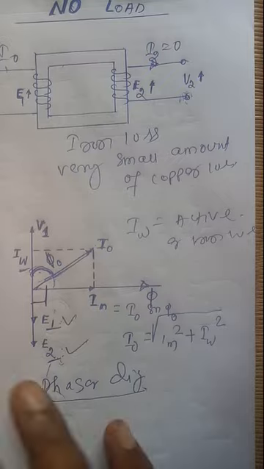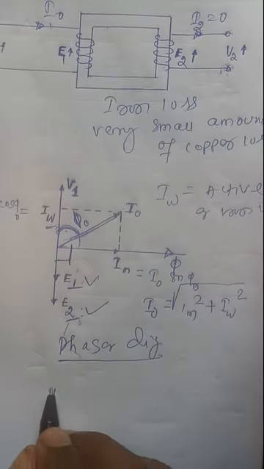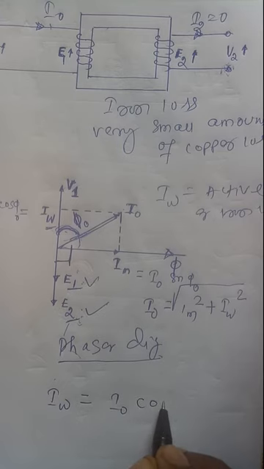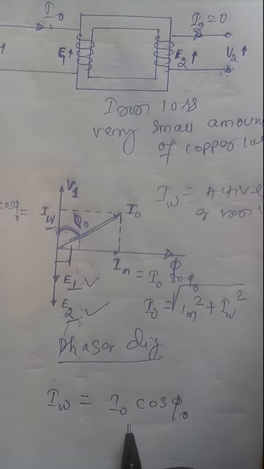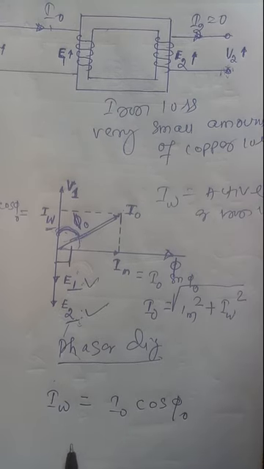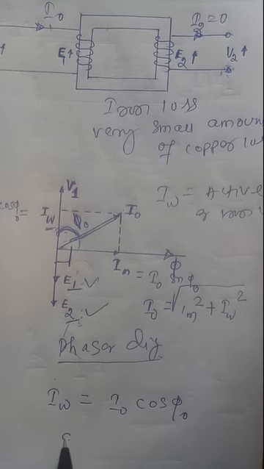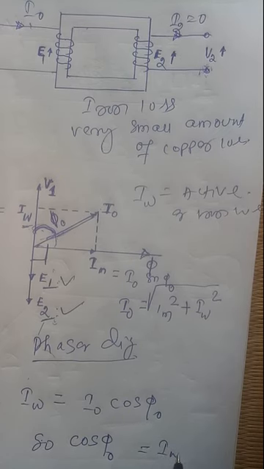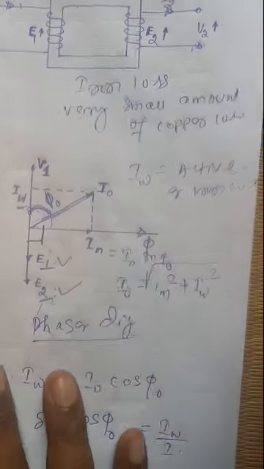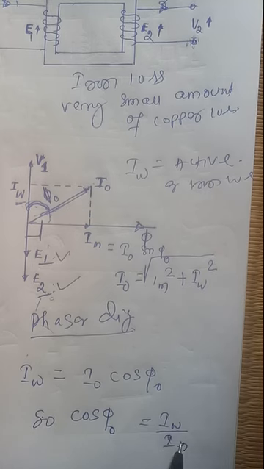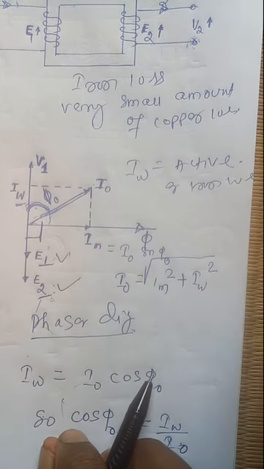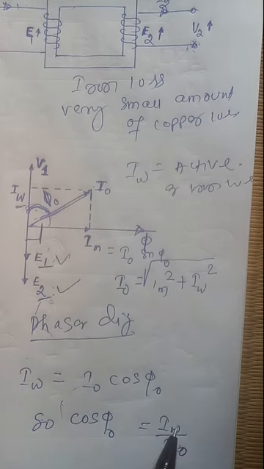As IW is equal to I0 cos phi 0, the power factor cos phi 0 is equal to IW by I0. So this is how we can calculate the no load power factor: cos phi 0 is IW by I0.